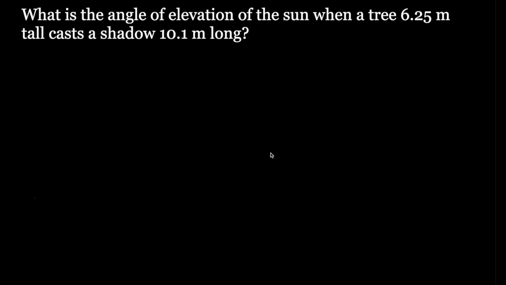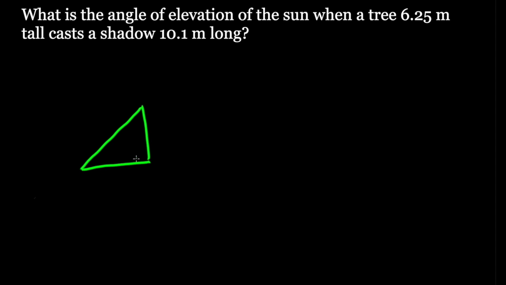The first problem asks, what is the angle of elevation of the sun when a tree 6.25 meters tall casts a shadow which is 10.1 meters long? First, let's draw a picture to visualize what is happening and what angle measure we need to find.